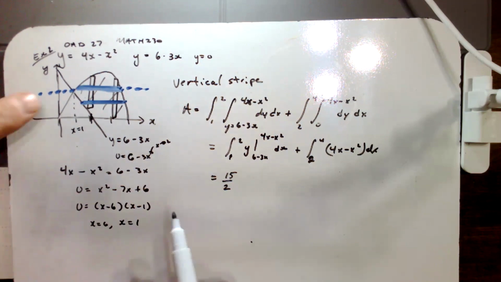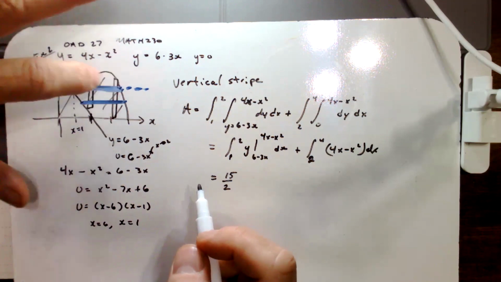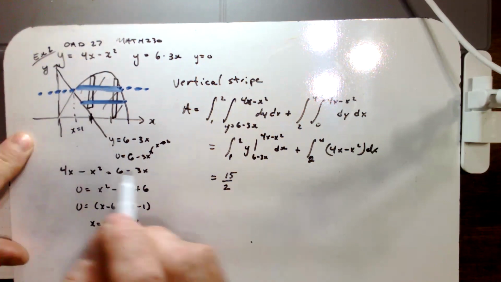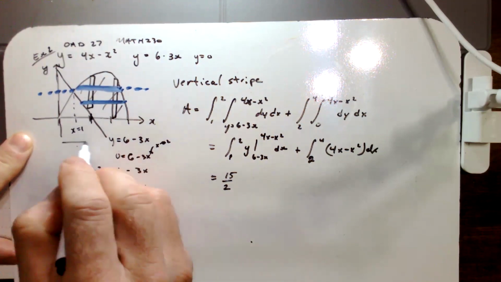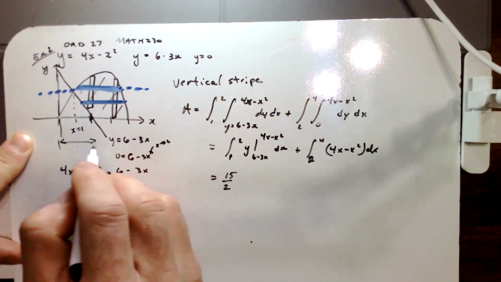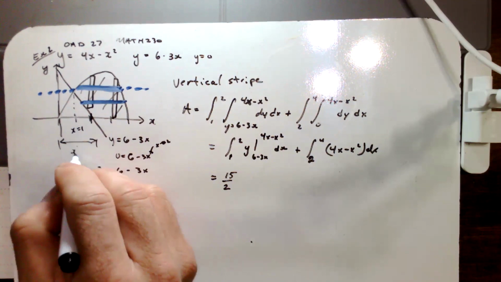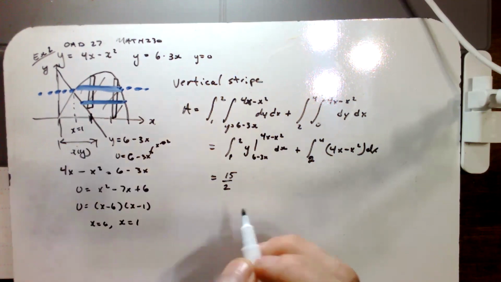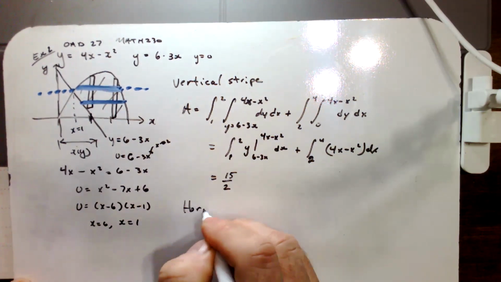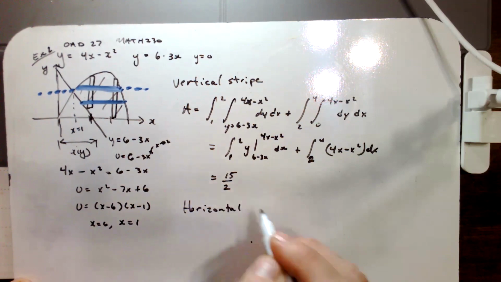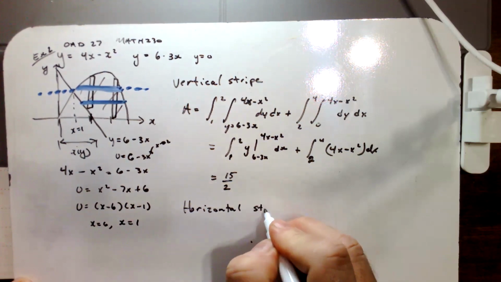And we can figure that out by just observing what is the lower function and what is the upper function with respect to x, where x is measured this way, the height of the function in terms of y. So this is x of y for the horizontal. Okay, so for the horizontal stripe.